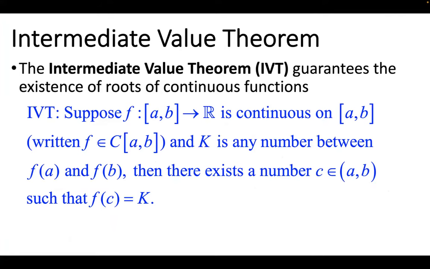Oh, this is very symbolic here. Suppose f is a function, what's this mean? Whose domain is this closed interval from A to B, that's the domain, and whose codomain is the real numbers. There's the set of real numbers. So this is saying all my inputs are in this closed interval, and all my outputs are real numbers.